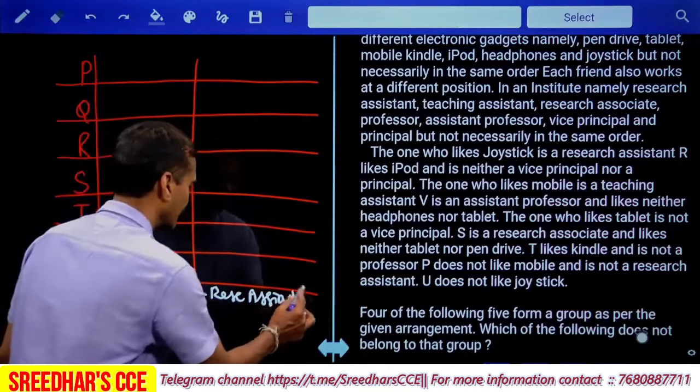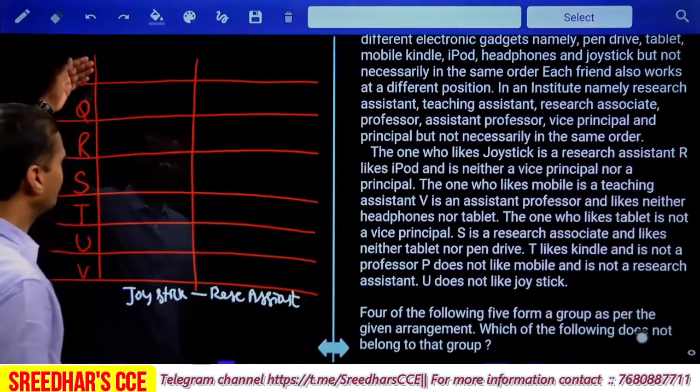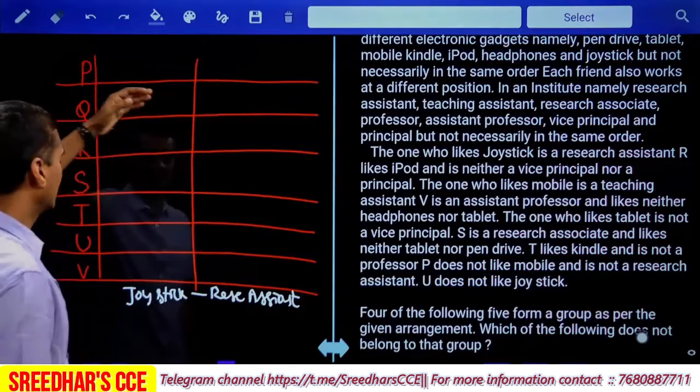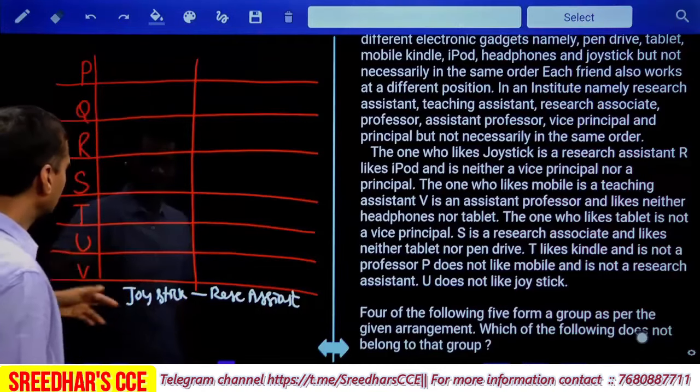Research assistant, isn't it? Now, if P likes joystick, then research assistant, or Q or R. How many possibilities? 7 possibilities.